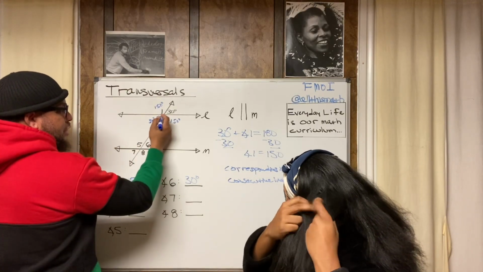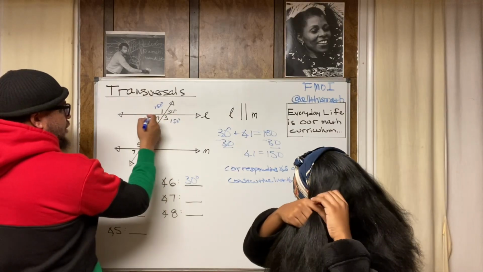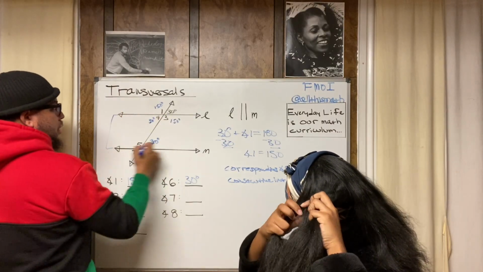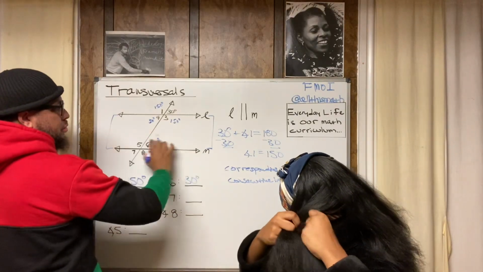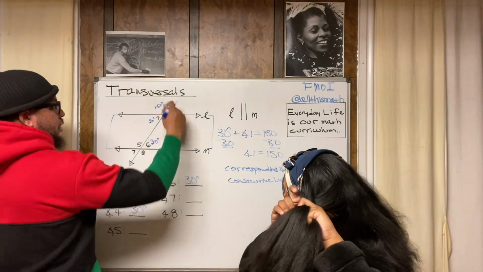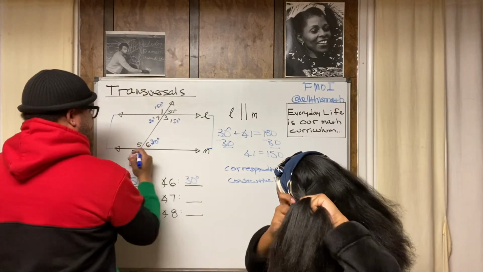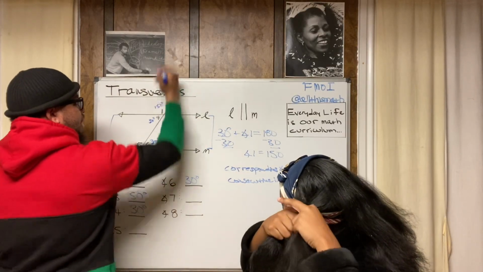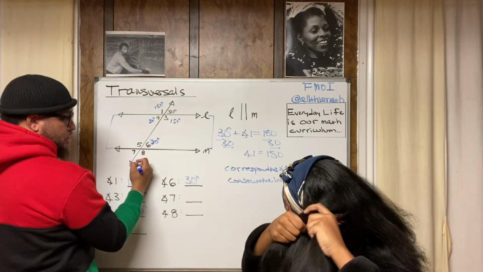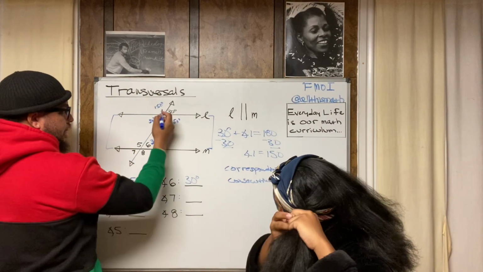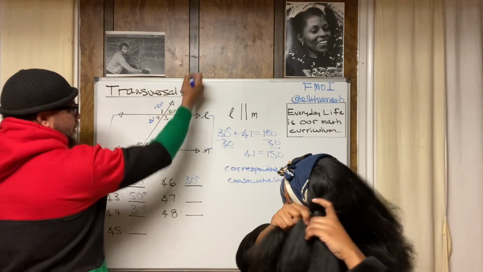And they're exterior. Think of this space in here as a box. This is the interior of the box. Everything above it is exterior. Everything below it is exterior. Angle 7, exterior. You watching? Angle 8, exterior. Angle 1, exterior. 30 degrees, exterior.